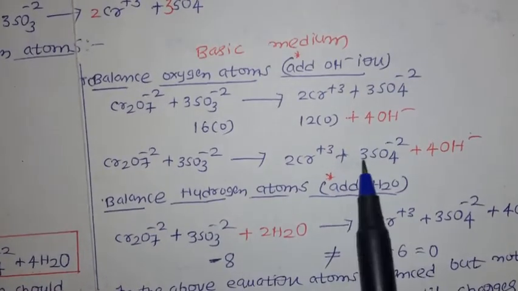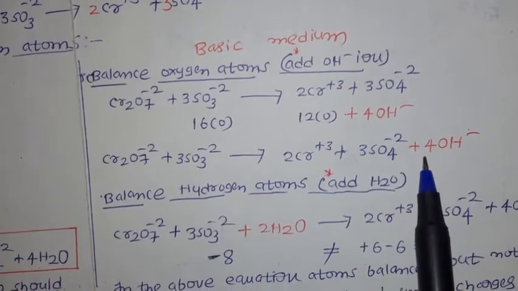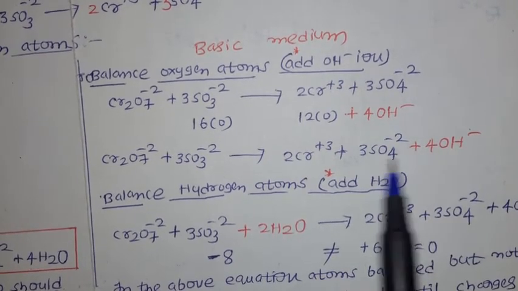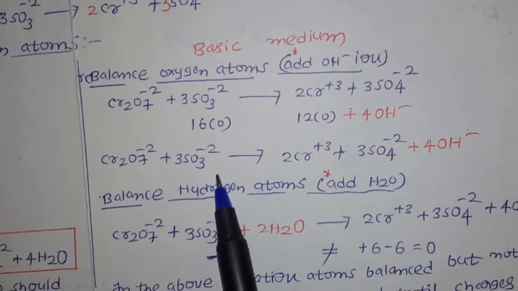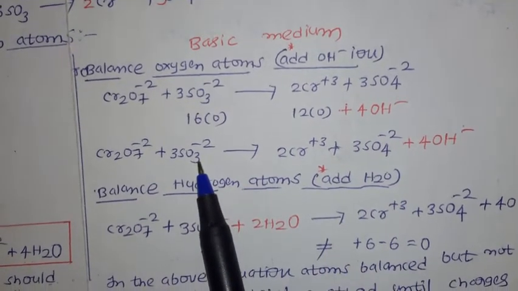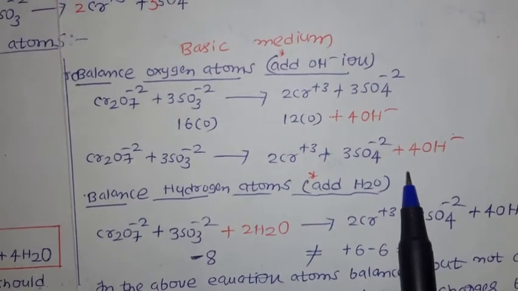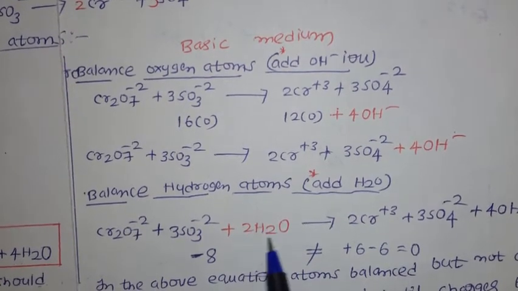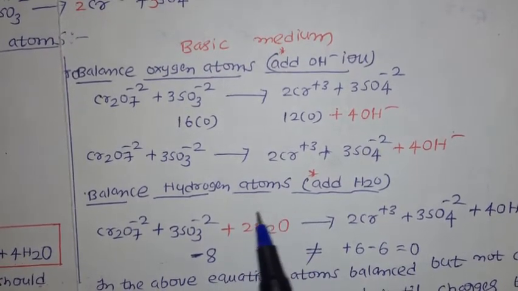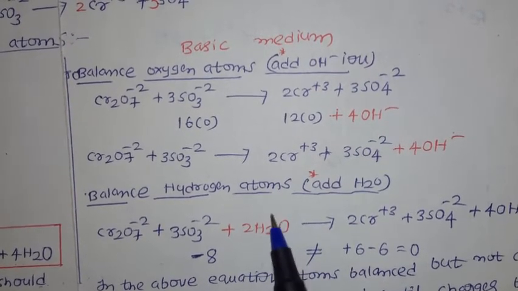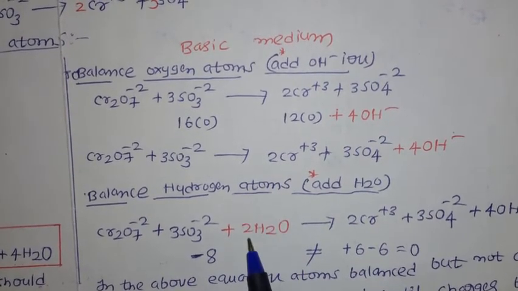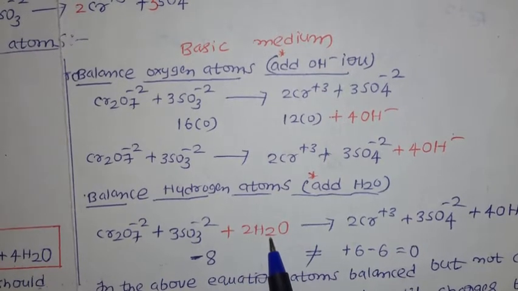Okay. Now count the number of hydrogen atoms. Here we have the 4 OH minus ions, so 4 hydrogen atoms are there. But here we don't have any hydrogen atoms. So to add this, I am going to add 2 H2O. Why? Because for one water molecule, you are getting 2 hydrogens. Here we need 4, so 2 is sufficient, because 2 into 2 is 4.